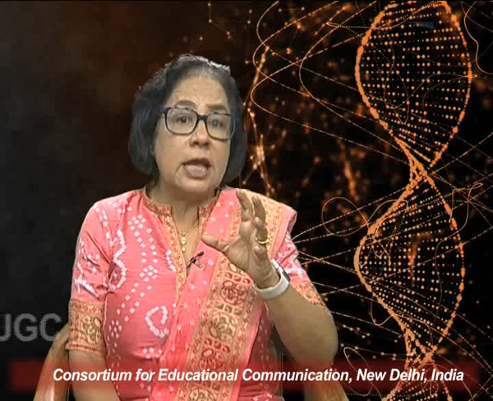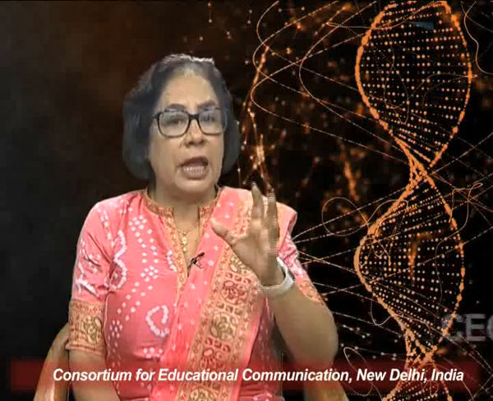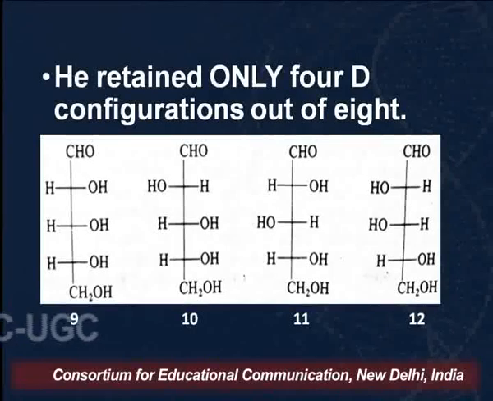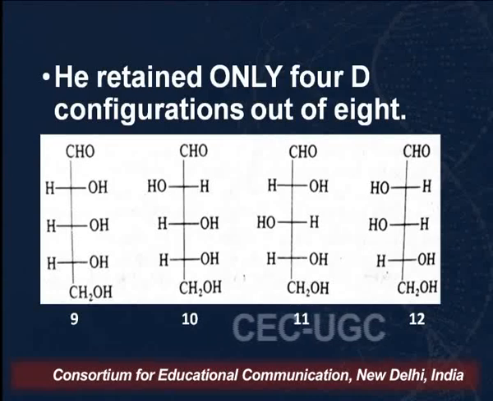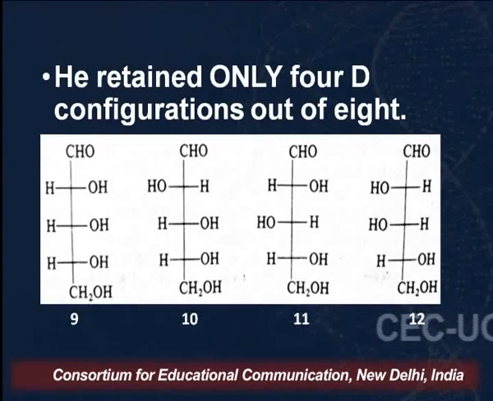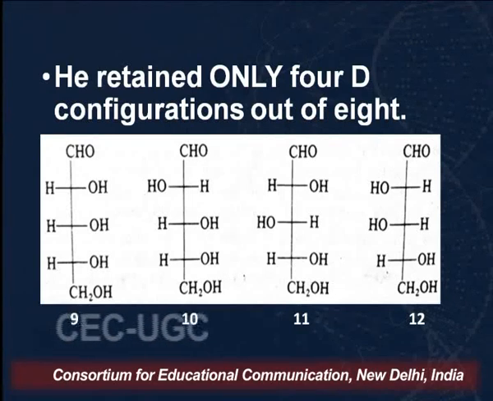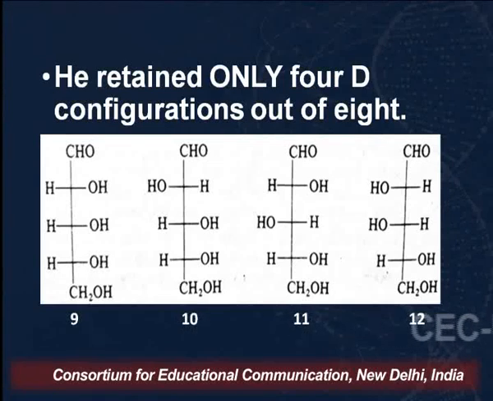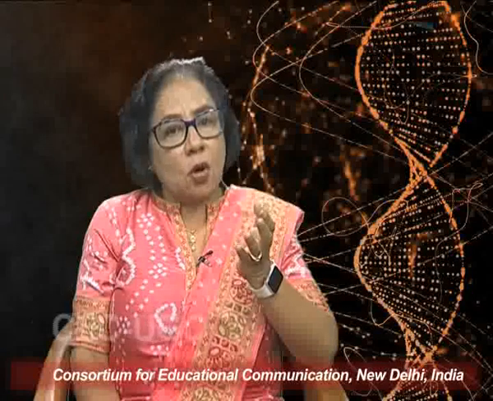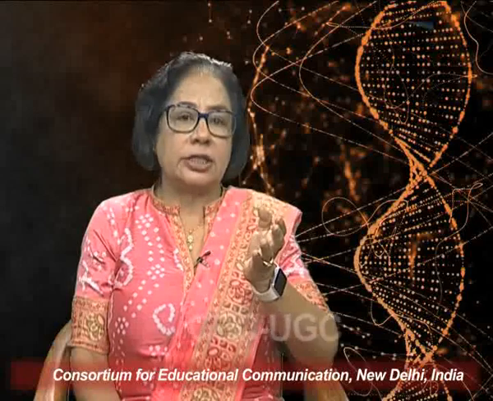Now, for the sake of convenience again, he retained only the 4 D configurations out of 8, which, as you can see on your screens, are structures 9, 10, 11 and 12. The configurations of these structures were not known. So in order to maintain continuity in my lecture and so that you understand how we proceed with establishing Fischer's proof, we'll stop here and discuss all this in our next lecture. Thank you.